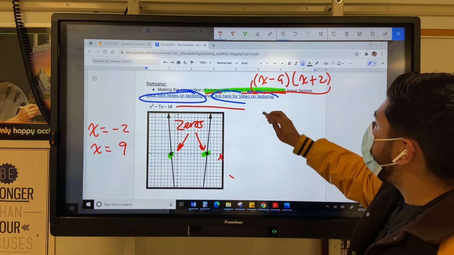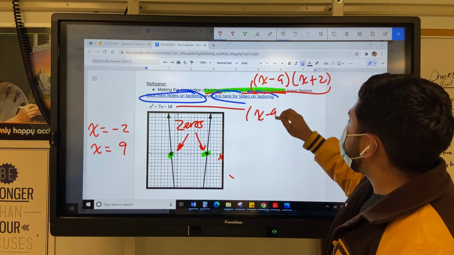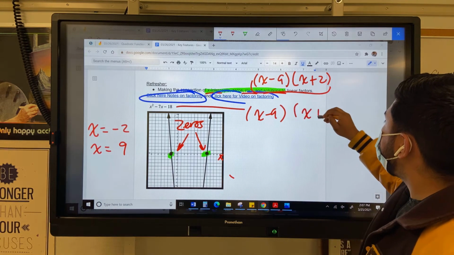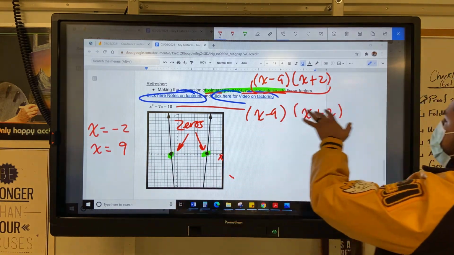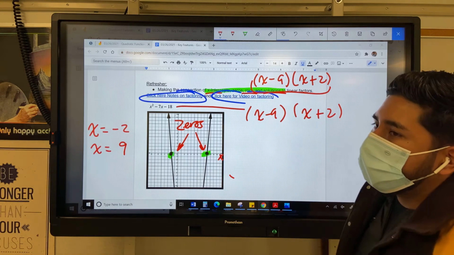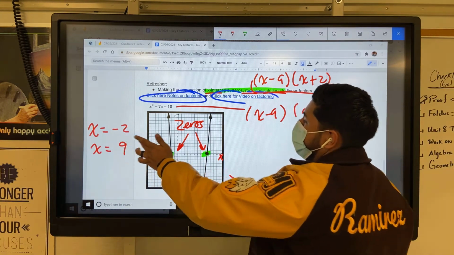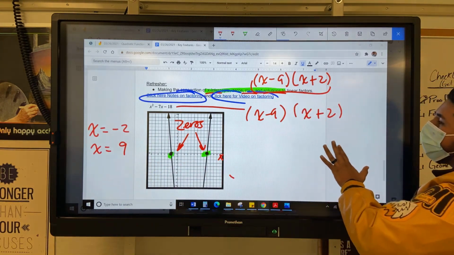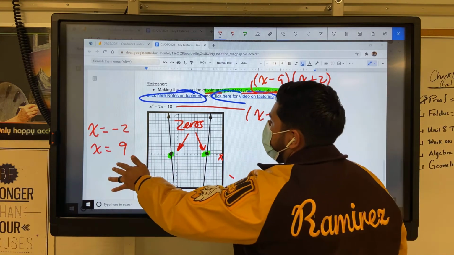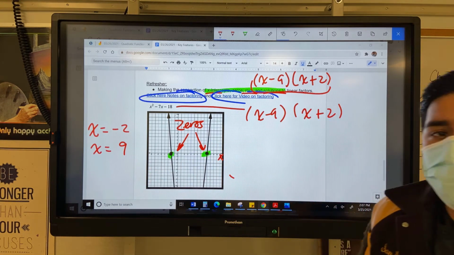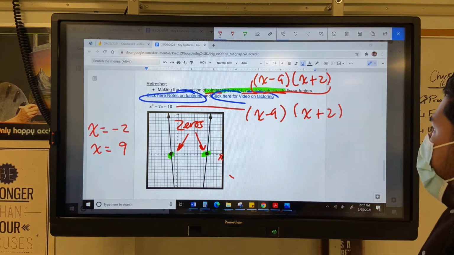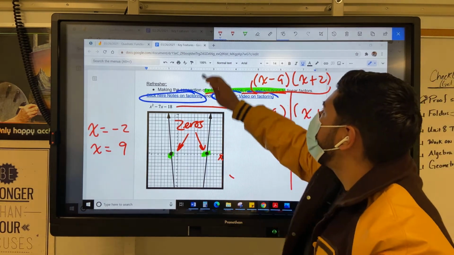Okay, so now we've got x minus 9, x plus 2, and we can see these numbers are the exact same as those numbers, except here I have a negative 2, over here I have a positive 2, here I have a positive 9, over here I have a negative 9. That's an issue. How do I fix it? Check it out. Split it up.